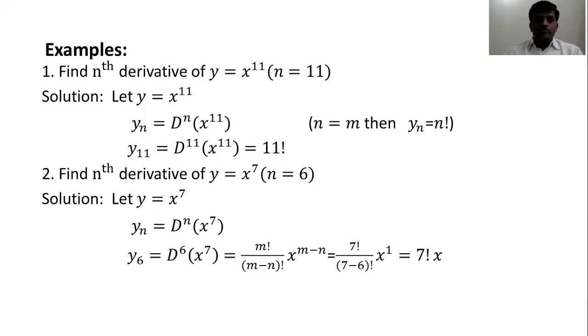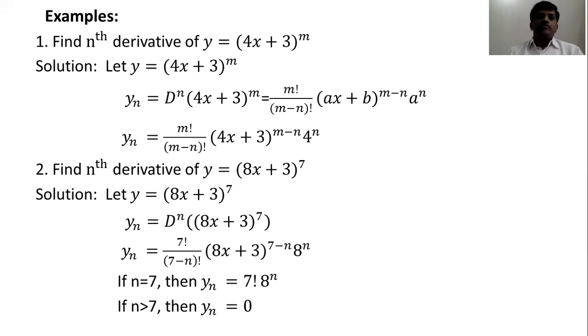Find nth derivative of y is equal to x to the power of 7. Take n is equal to 6. Let y is equal to x to the power of 7. Then yn is equal to d power n of x power 7. Take n is equal to 6. Here n value 6, m value 7. So then m factorial divided by m minus n factorial into x to the power of m minus n. You simplify, it gives 7 factorial into x. 7 factorial into x. This is the nth derivative of y, 6th derivative.